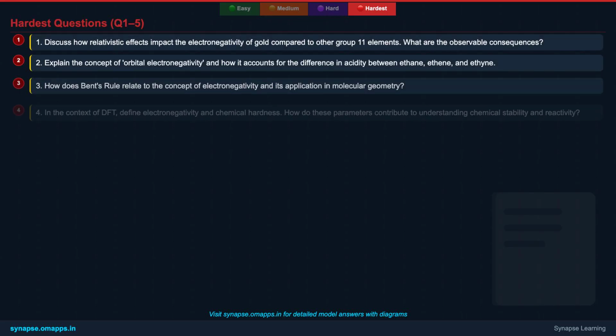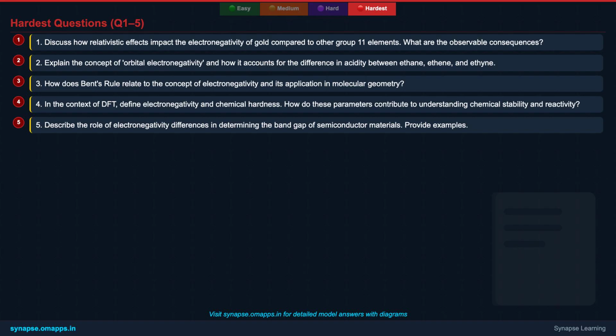Challenge yourself with the first 5 questions from our hardest level. These problems require a deep understanding of advanced concepts, theoretical connections, and real-world applications of electronegativity. Take your time to analyze each question, recall the detailed information we've covered, and formulate comprehensive answers. This is your chance to shine.